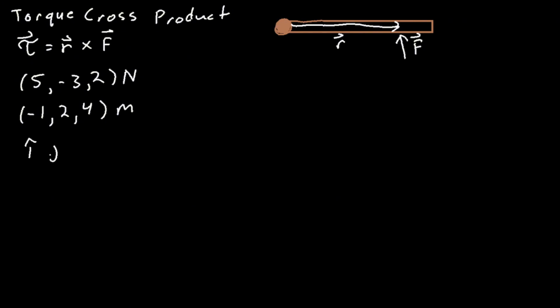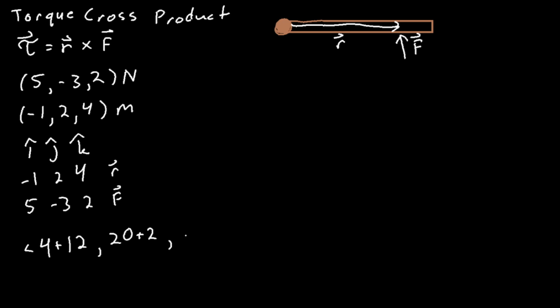So, set this up. i, j, k, -1, 2, and 4. 5, -3, and 2. This is the r vector, and this is the force vector. Solve for the cross product between them. 4 minus, or actually plus 12. 20 plus 2. And 3 minus 10. That gives us tau vector 16, 22, and -7.